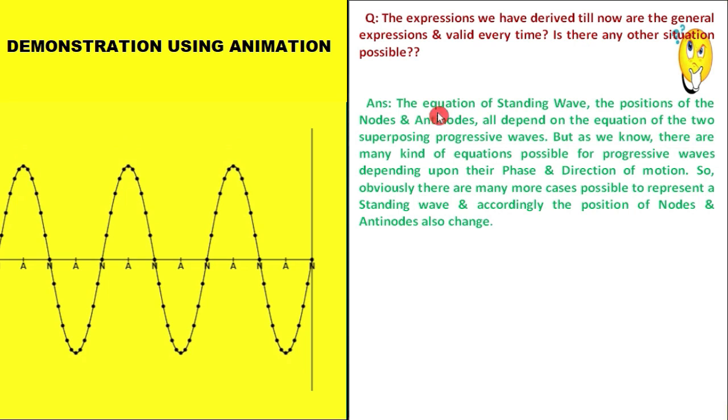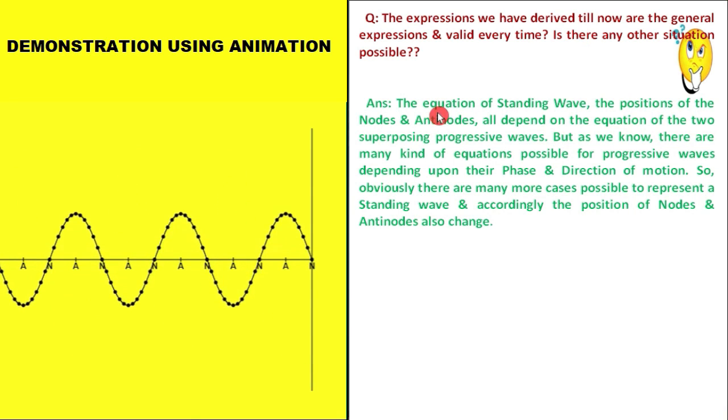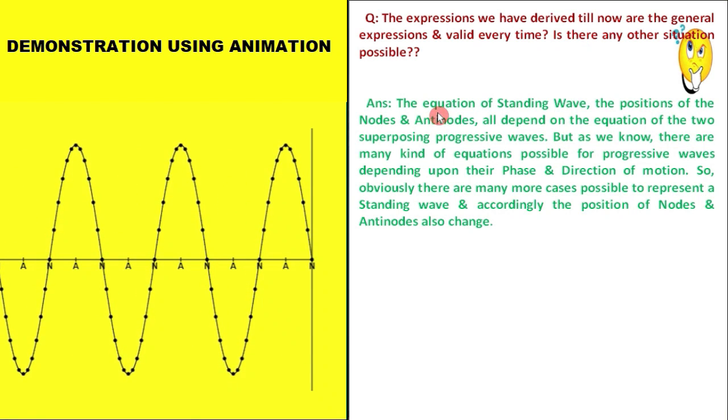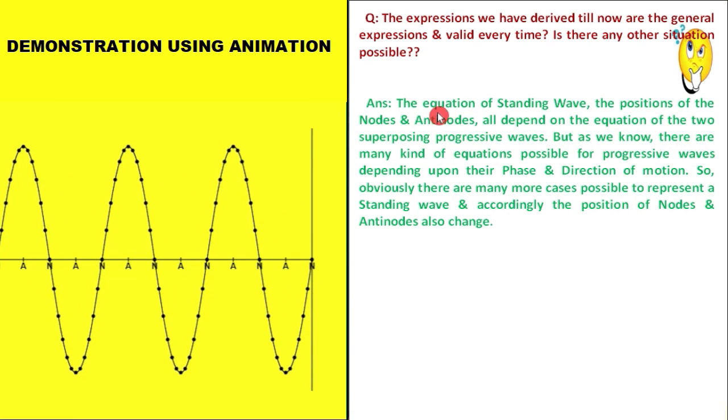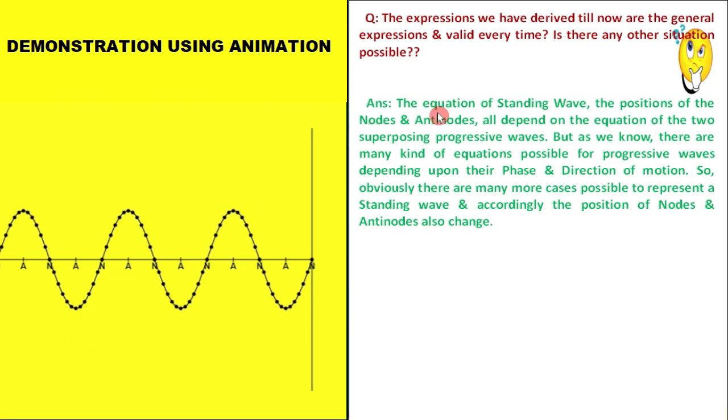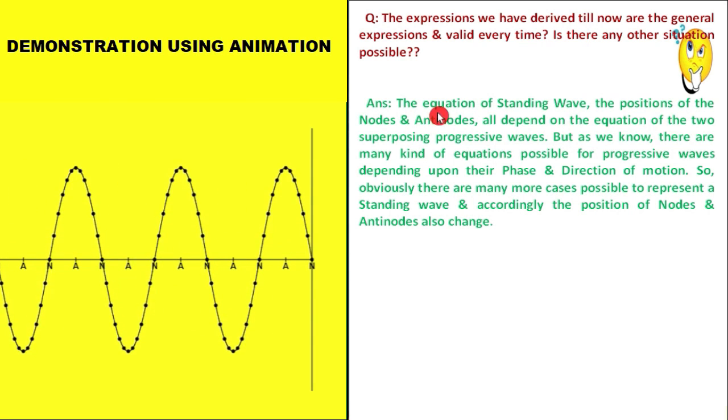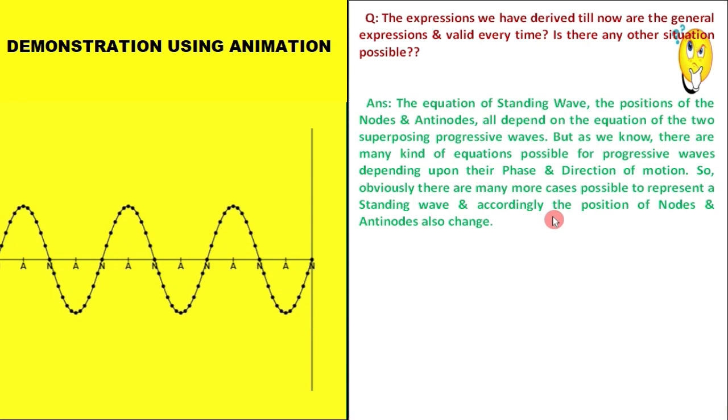From where did you get the equation of the standing wave? From the equations of the reflected wave and the incident wave. So if you have a different reflected wave and a different incident wave, then obviously the equations will change, and the positions of nodes and antinodes will also change. Okay, let us verify that.